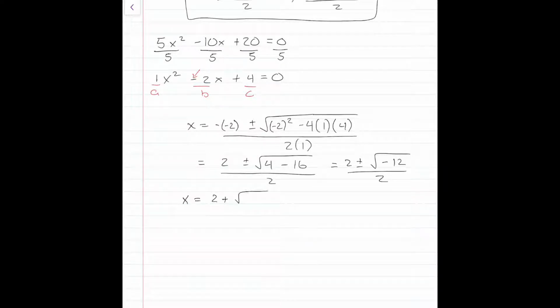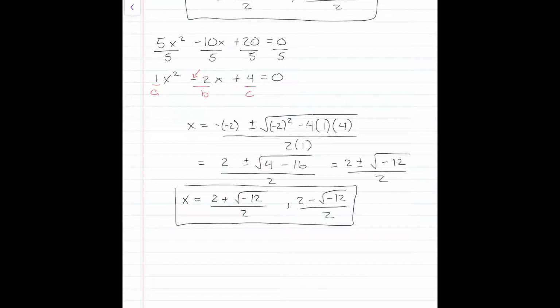So our two answers: x equals 2 plus the square root of minus 12 divided by 2, and again, 2 minus the square root of minus 12 divided by 2. And these are your answers, which will satisfy the quadratic formula.